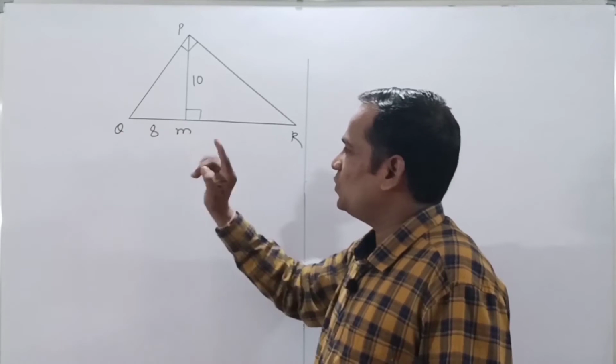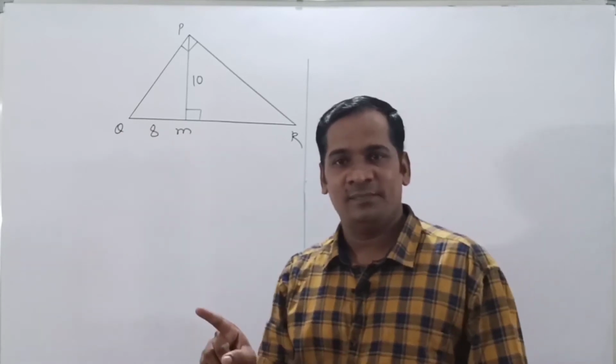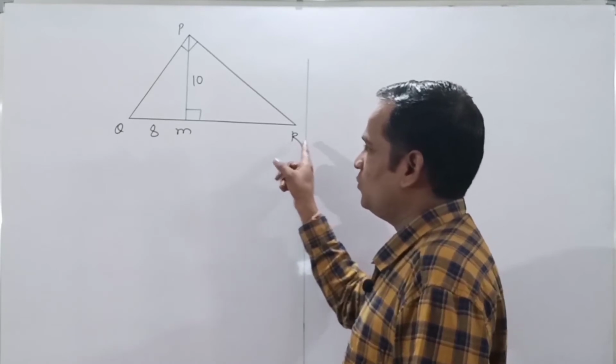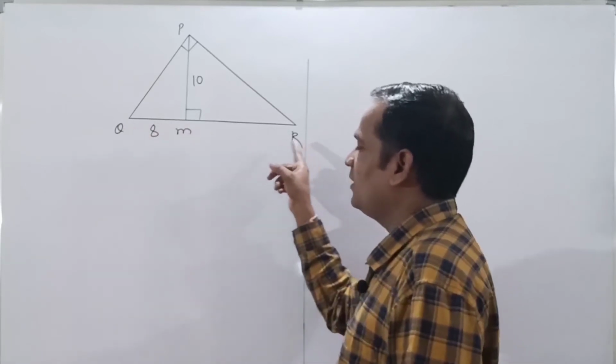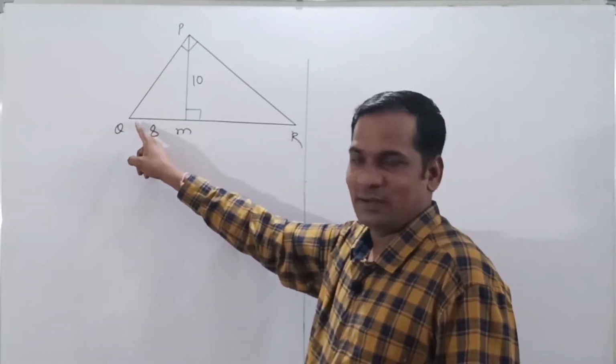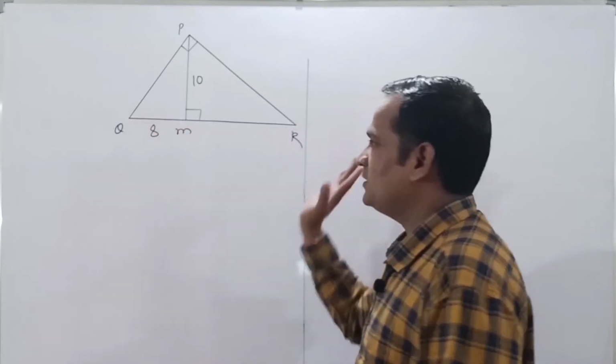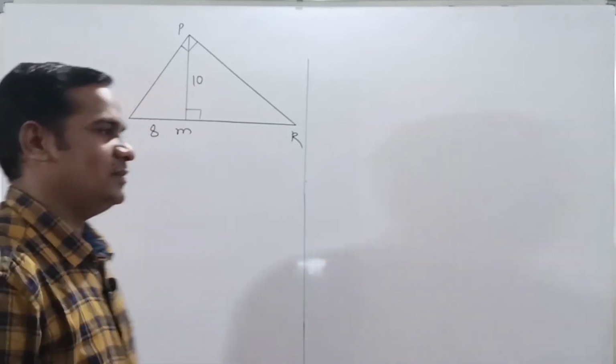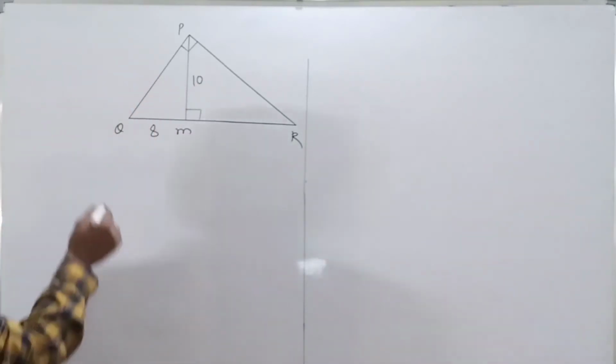QM is equal to 8. Then the question is: how much is QR? We have to find the total QR here. And mind well, these 3 points, Q, M and R, are collinear. Similarly, nothing different here. We can use that geometric mean theorem here.